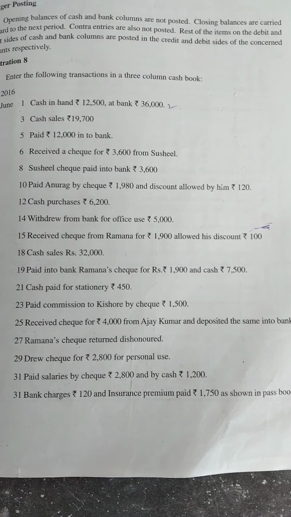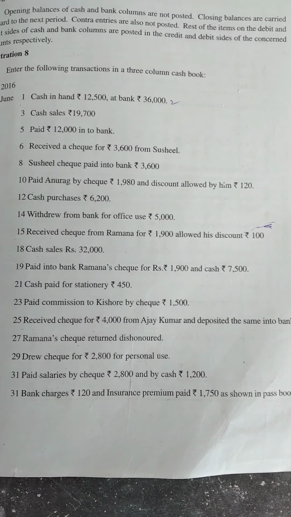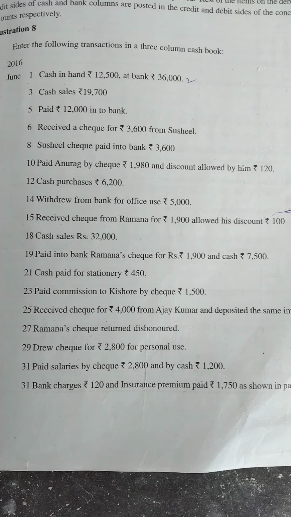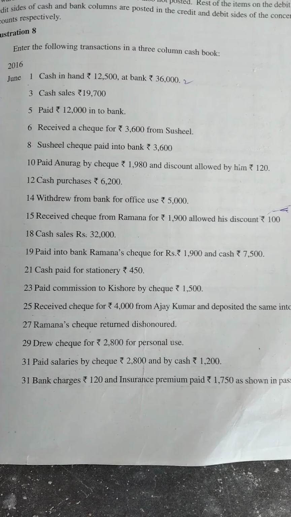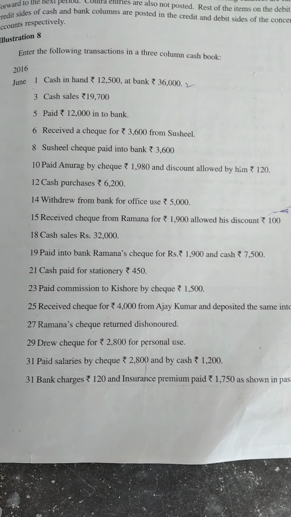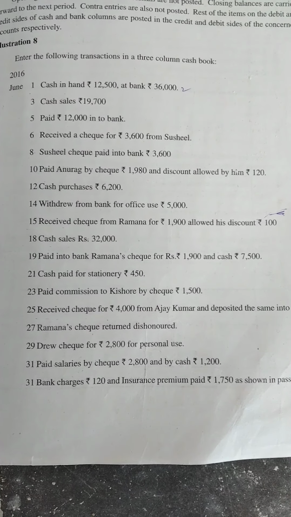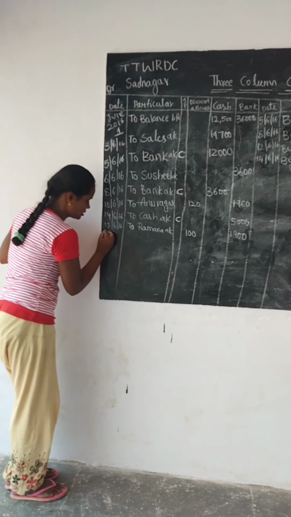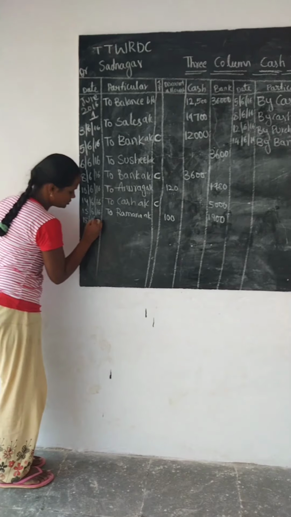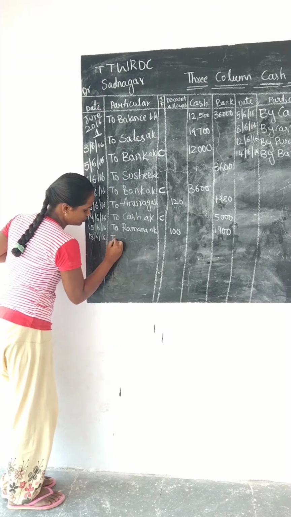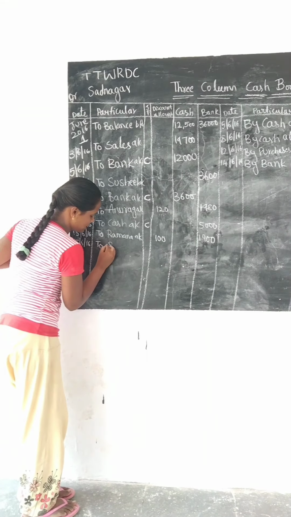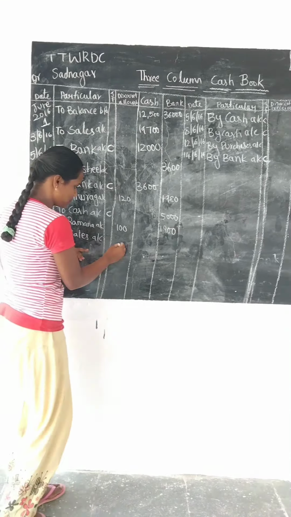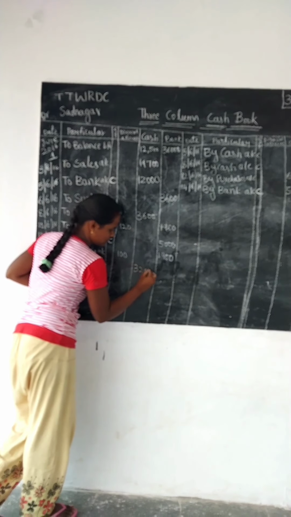On day 18, check sales rupees 32,000. On day 18, we are selling some goods to someone, so we are getting the money, so it is also debit side. The rupees is 32,000. On 18 June 2016, to sales account. The amount is 32,000.